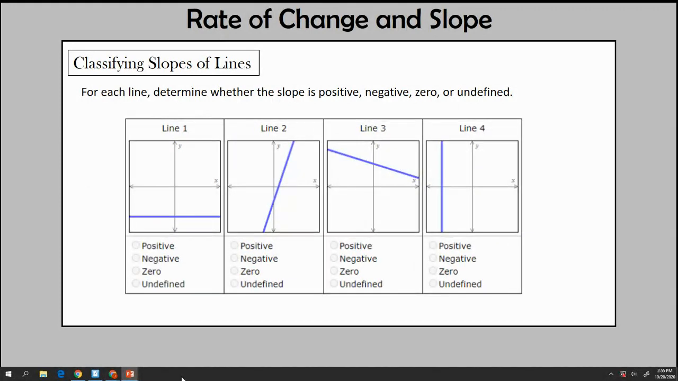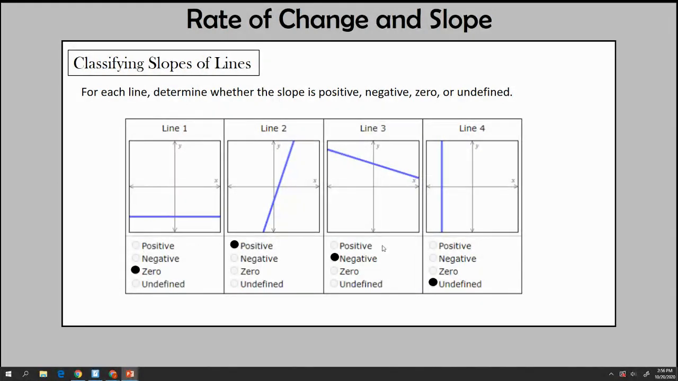Some more of these just to take another look here. Again, we start out with one that is a horizontal line. It has a zero slope. This line, it's rising from left to right. So that means its slope would be a positive number. This one is falling from left to right. So its slope would be a negative number. And then the last one here, that's a vertical line, and a vertical line has an undefined slope. We can't define it. It's straight up and down. Okay. So that's classifying slopes just by looking at a picture.